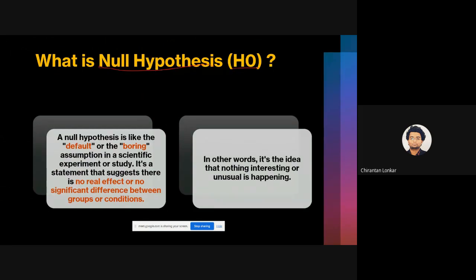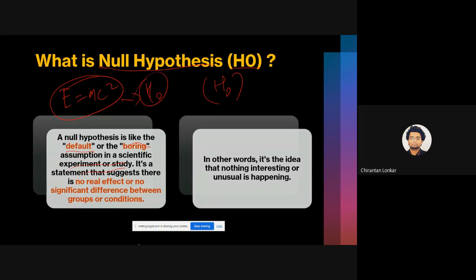Null hypothesis is given by H naught. This is H naught or H of zero. You can call it H naught, you can call it H of zero, both are same. So the null hypothesis is the default or the boring assumption in the scientific experiment or the study. What is the default assumption? E equals mc square. We all know that, right? This is the default assumption. This is nothing but your null hypothesis.